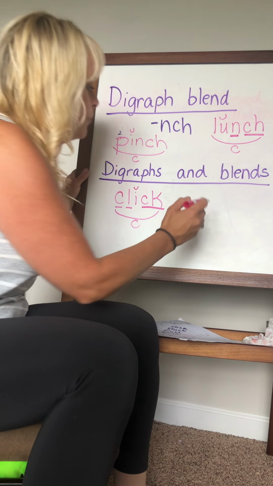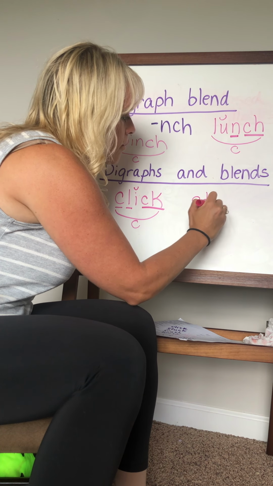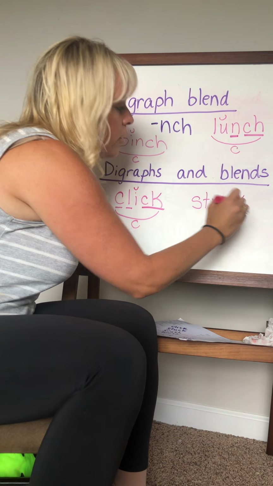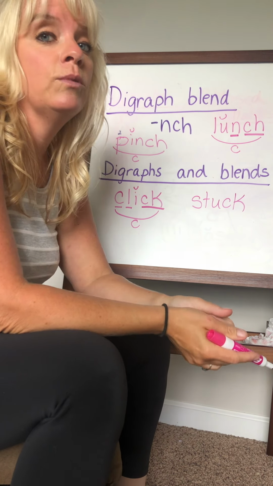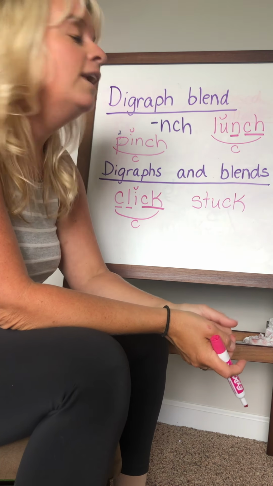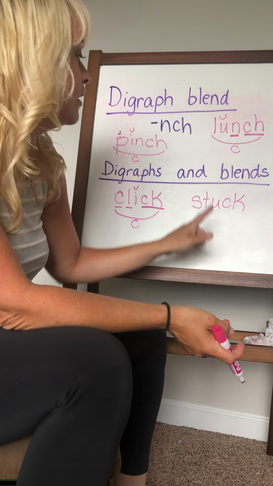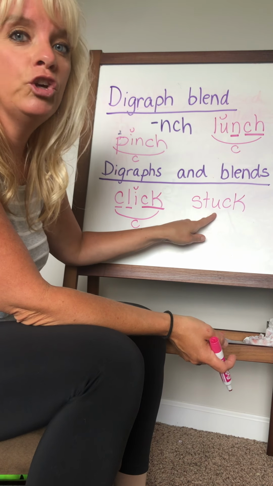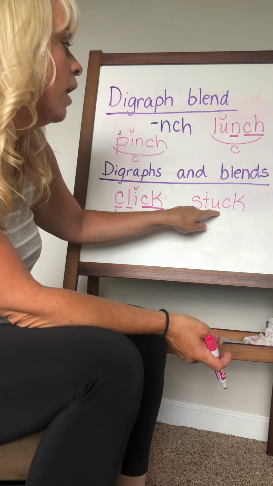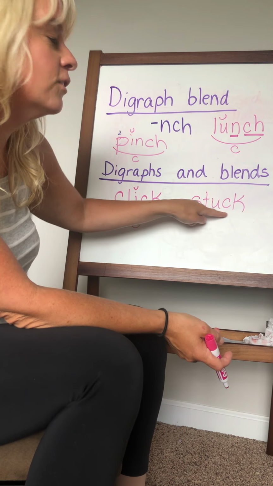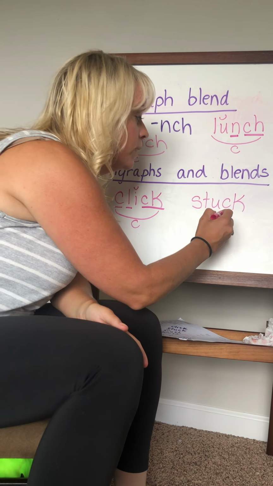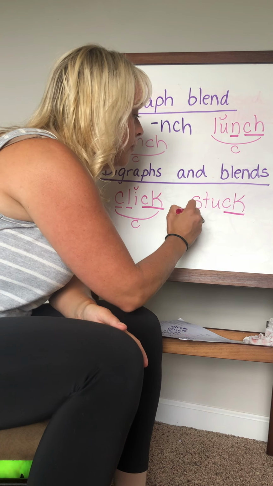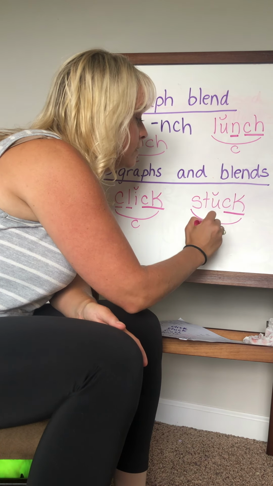Let's do another one. Okay. What's the first thing we do when we come to a word we don't know? We look for the vowel. Boom. There's our vowel U. So after the U, what do you notice? There's that digraph again. So I'm going to put my marking up because I know this is a closed syllable.